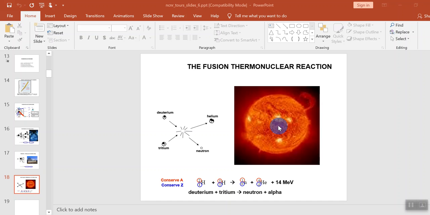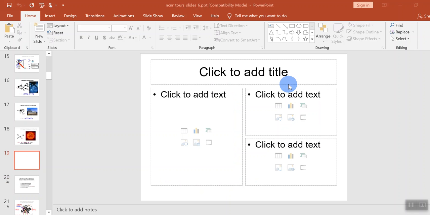All stars produce energy through this fusion thermonuclear reaction. Okay, that's pretty good.